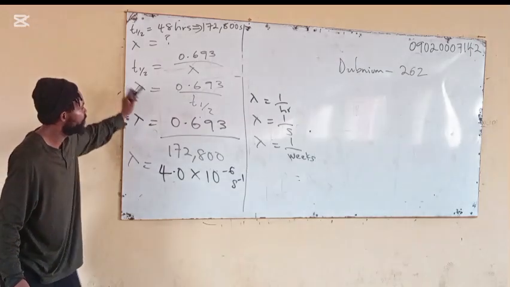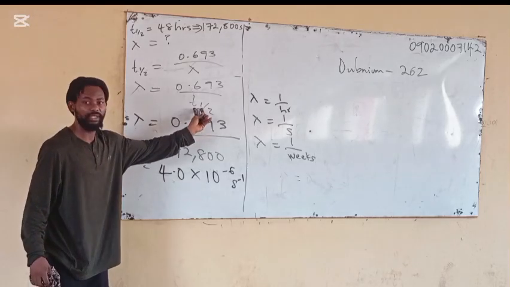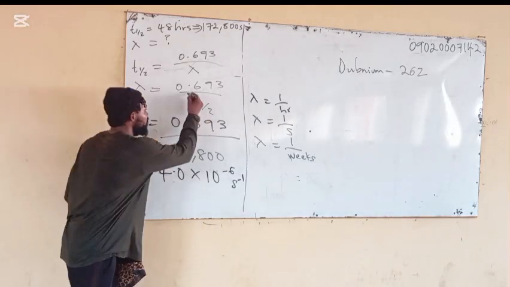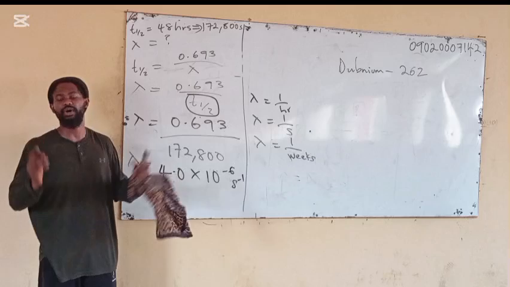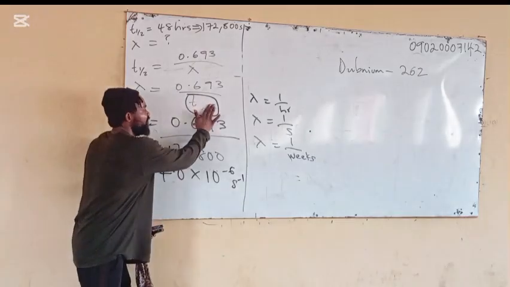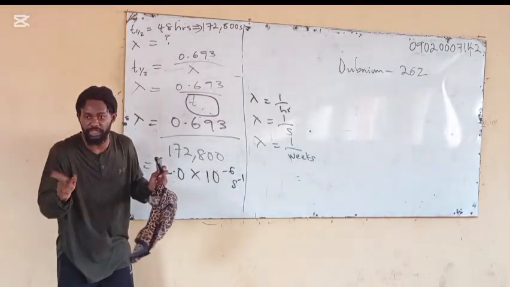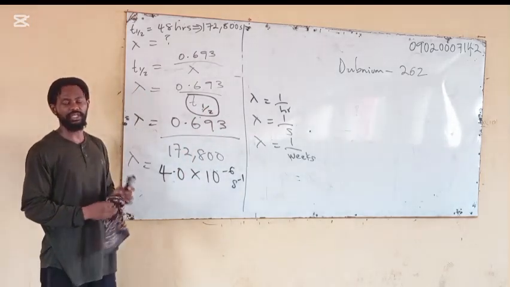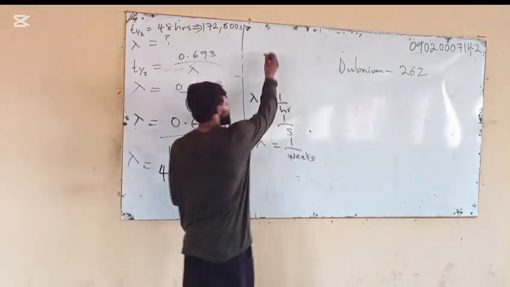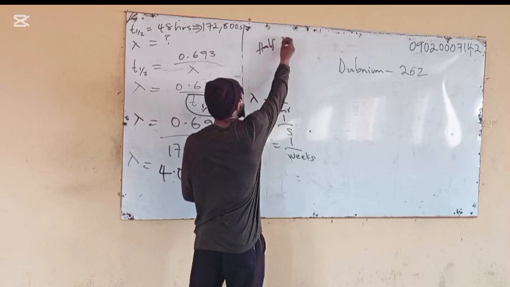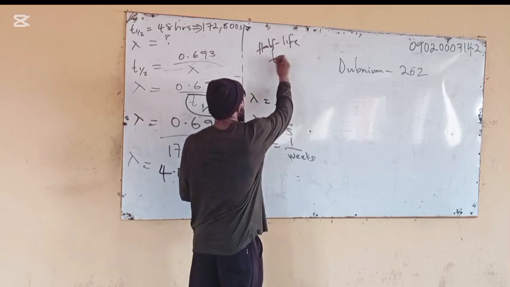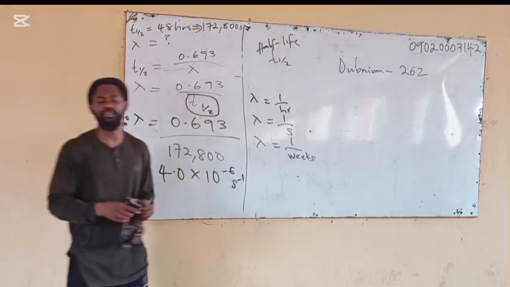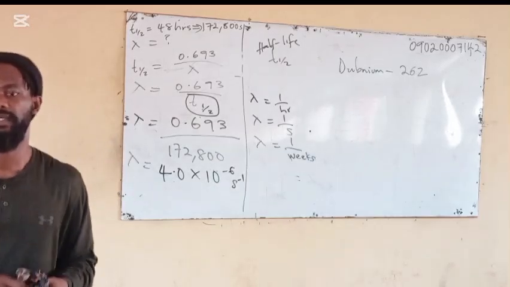Divide that 172,800, this one, over 2. This symbol, instead of calling it time, that is T for time, T half is the half-life. That's what this means. So anywhere you talk about half-life, if you don't write it as an English word, you just say T half. That is the time to get to half of that mass.